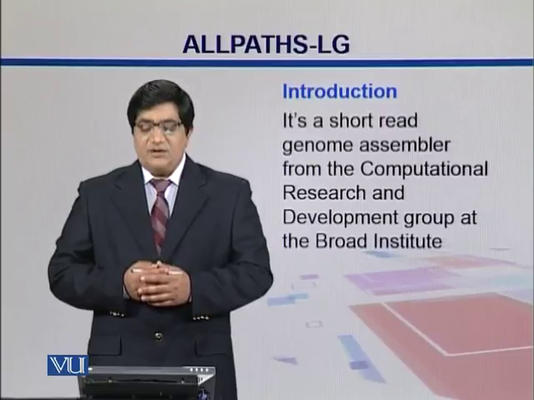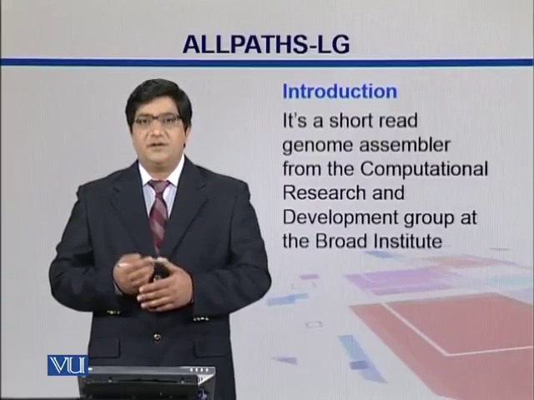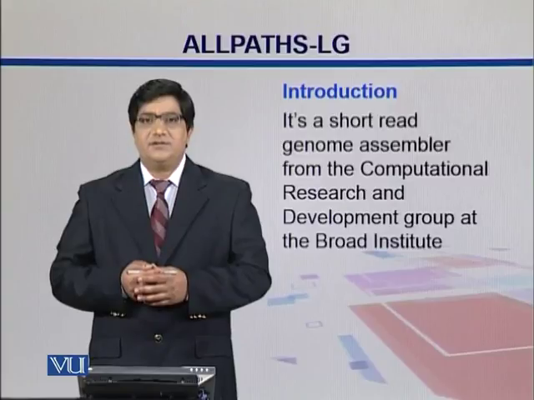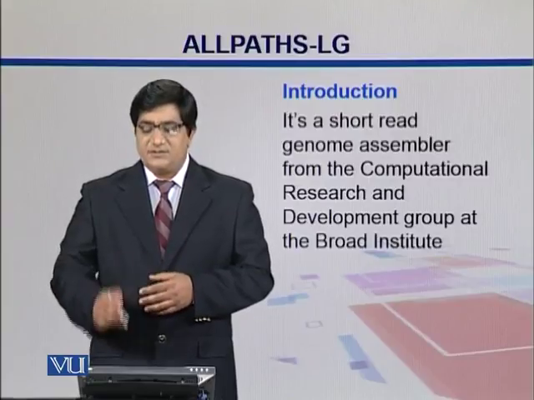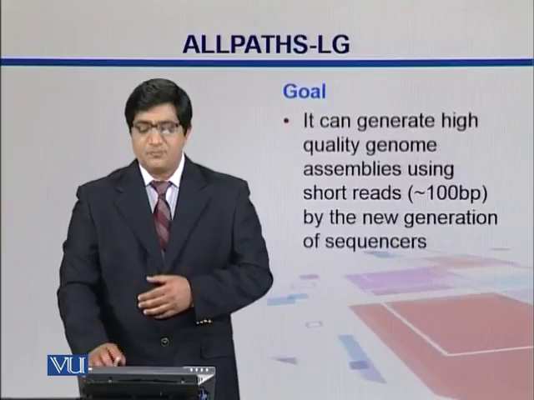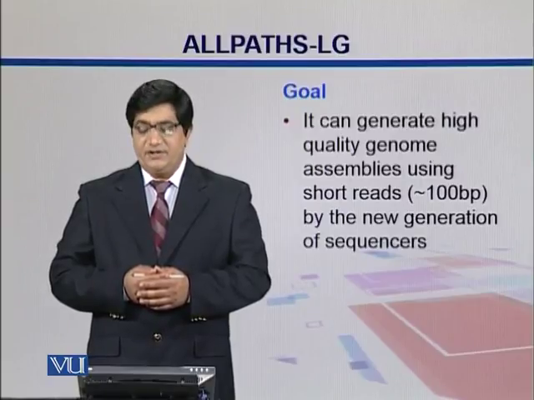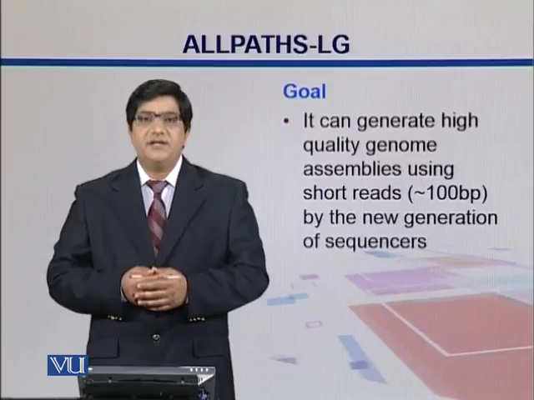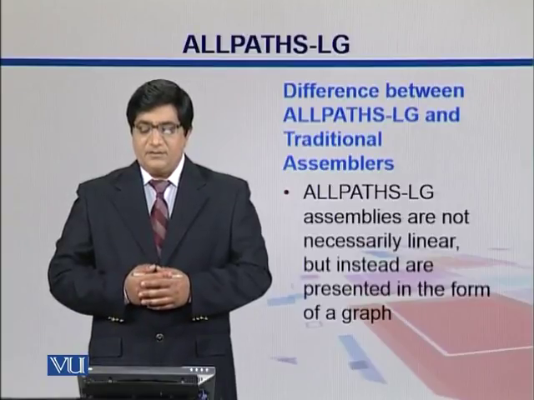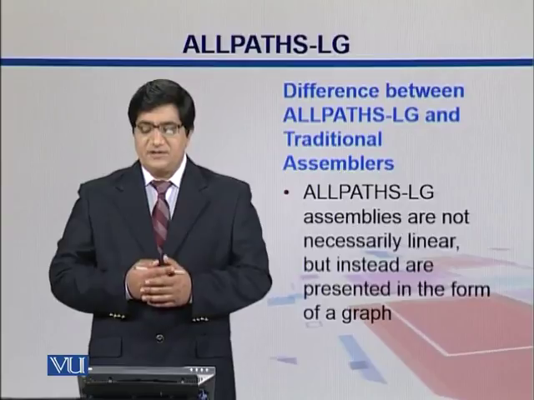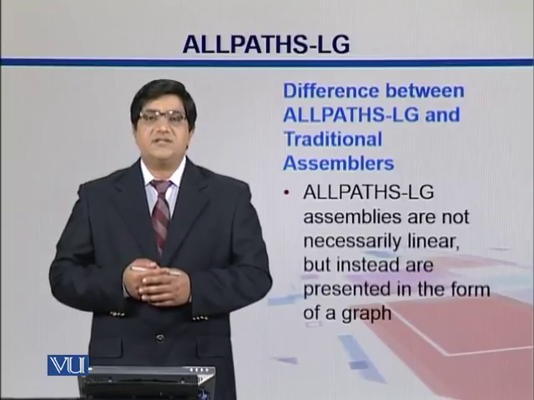ALLPATHS-LG is a short read genome assembler from the Computational Research and Development Group at the Broad Institute. Remember, we talked about the Broad Institute regarding the generation of high throughput data in some previous sections. That institute also has this genome assembler. The goal of this assembler is to generate high quality genome assemblies using short reads of approximately 100 base pairs, mainly coming from machines like Illumina. Assemblies are not linear, so it's not putting them in a linear fashion; it presents those assemblies in the shape of graphs.